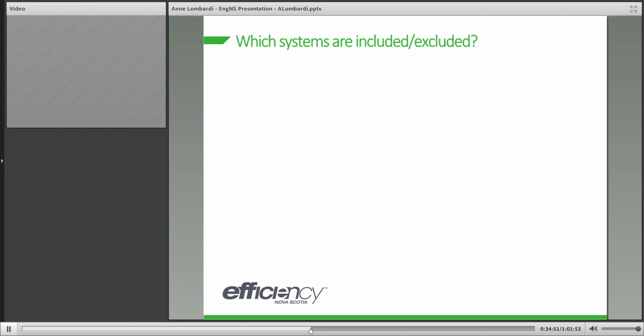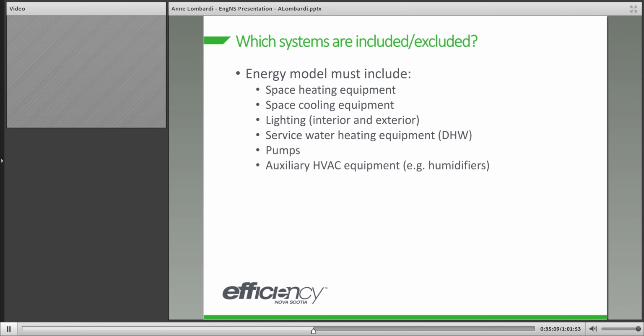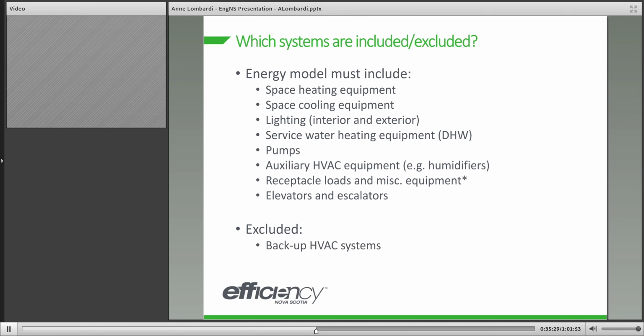As far as including systems in the energy model, these are requirements from the NECB. So within the model, we have to have space heating equipment, cooling, lighting, service water heating, so that's your domestic hot water, your pumps, auxiliary HVAC, which is like humidifiers, receptacle loads, and miscellaneous equipment. I have a star there because there aren't performance requirements for those, but they're included in the model for the interactive effects, and elevators and escalators. Things that are excluded from the model: backup HVAC. Yep, because if it's not going to run, then we're not going to model it. That's it. All the other stuff has to be included.